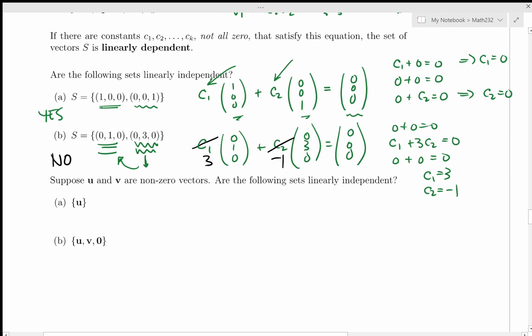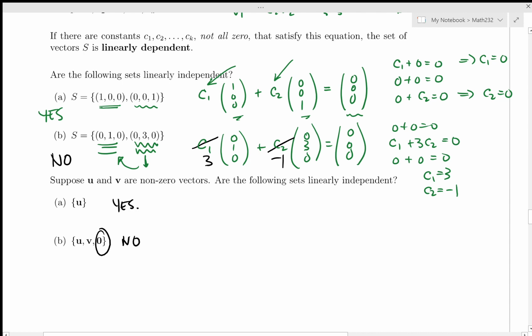Okay, how about if you just got one vector? Is it linearly dependent? Yes. Okay. What happens if you've got 2 vectors and the 0 vector? Is it linearly independent? No. Okay, this is a problem. How do I see that instantly?